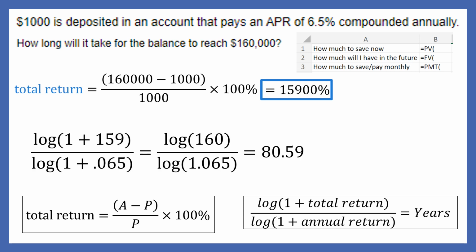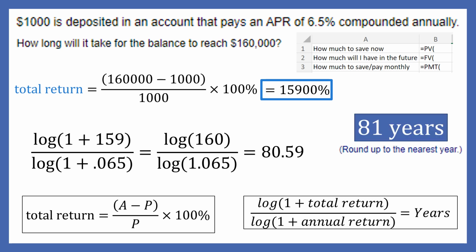So when we consider our annual return, we're going to go ahead and put these in decimals. So that 15,900% is just 159. The 6.5% is going to be 0.065. And we're going to do 1 plus each of these, and we're going to take the log of each of them. When we do that, we get 80.59, which means it's going to take us 81 years. And we're going to round up to 81. We're going to say at the end of 81 years, we're going to have reached $160,000 without having to make any more deposits.